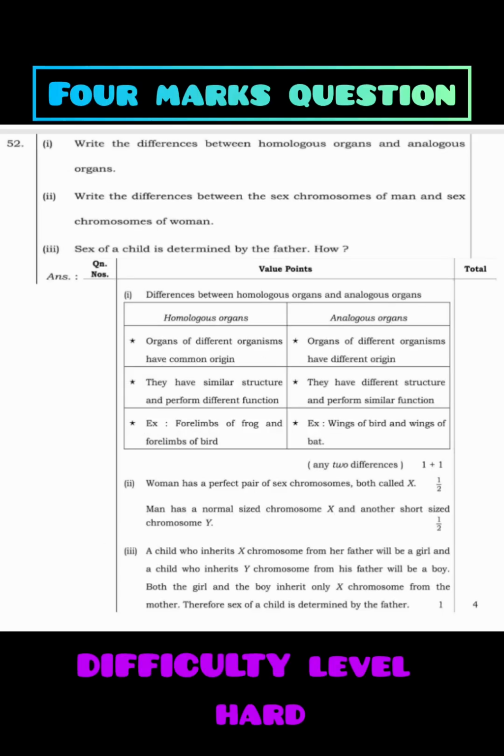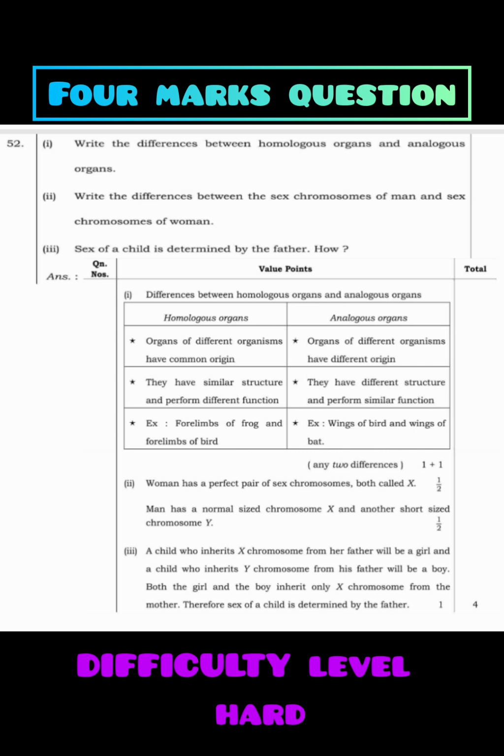The last question for 4 marks. Write the differences between homologous organs and analogous organs. For this you have to write this answer. The difference: first, in homologous organs, organs of different organisms have a common origin, and in analogous organs, organs of different organisms have different origins. In homologous, they have similar structure and perform different functions, and in analogous, they have different structures and perform similar function, that is the same function. Examples for homologous: forelimbs of frog and forelimbs of bird. Examples for analogous: wings of birds and wings of bat.